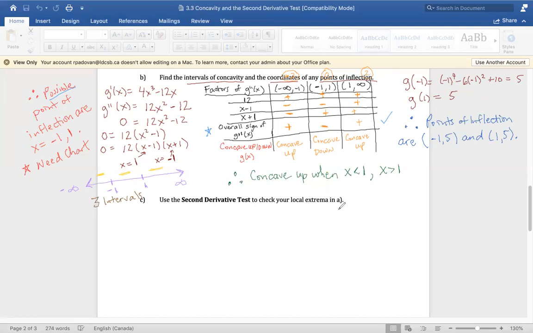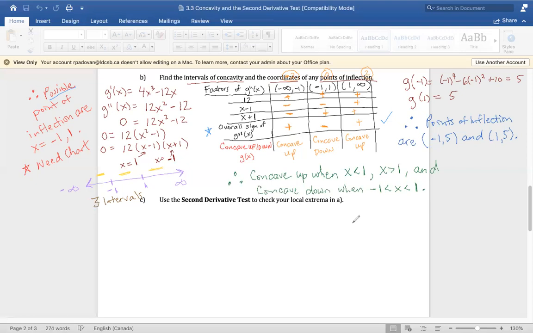And then the other one was concave down. So, and I'm concave down, we're almost there. When what? Concave down when I'm between these numbers. So again, x is between -1 and +1, but not including, right? Okay, I think that's everything we need to do for that question.